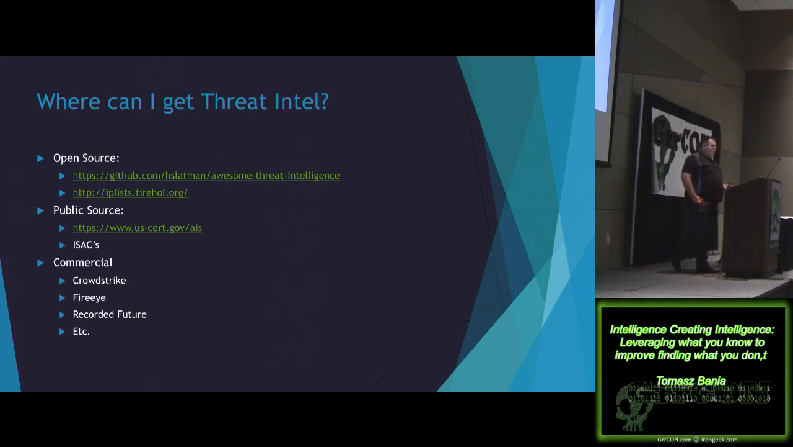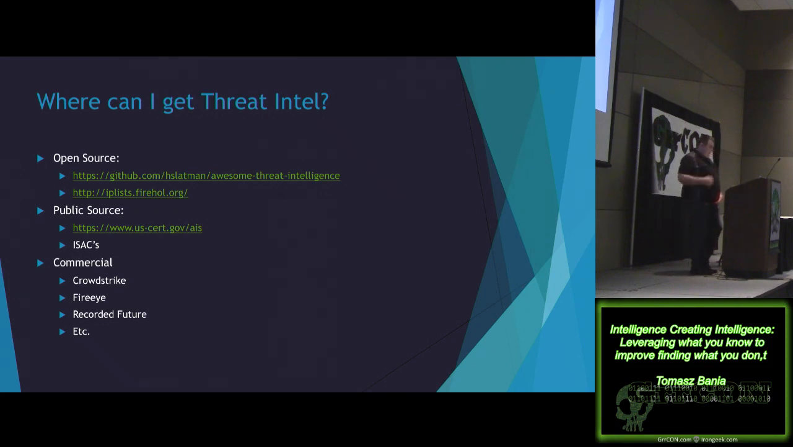Where can I get threat intel? So I broke this down into 3 categories: open source, public source, and commercial. Open source, there's a lot of lists out there. I've listed 2 main resources you can look at to get the vast majority of them. And even more so, if you look on GitHub and type in awesome anything, you could probably find some really good things on various topics in security.